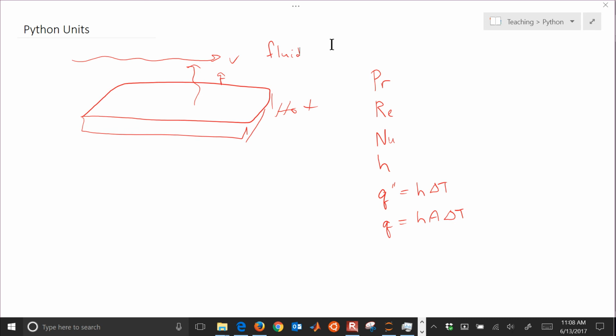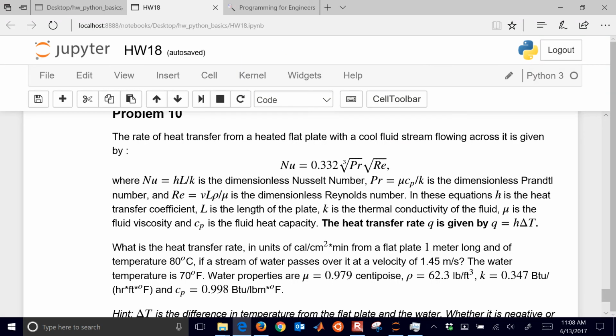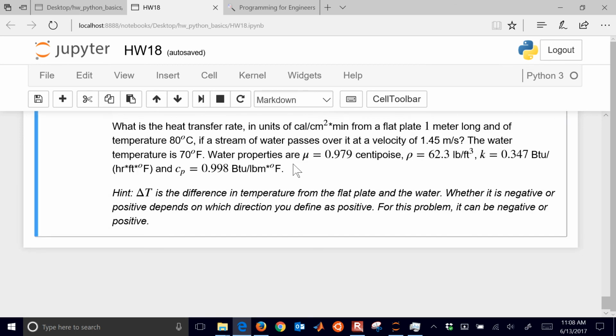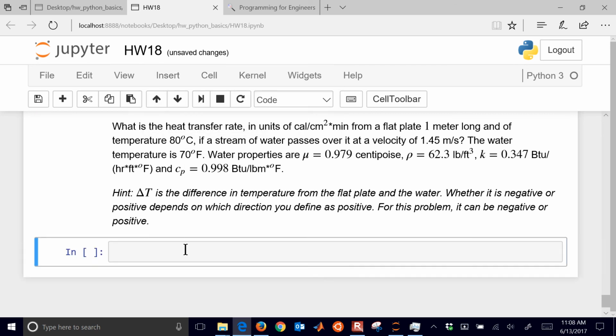Okay, so let's go on to the problem now, and what we're going to do is do a rate of heat transfer from this flat plate, calculating a Nusselt number with all of this information in here. You can read through it. I'm just going to go through it pretty quickly, and then we'll go back to the problem if you have any questions about it.